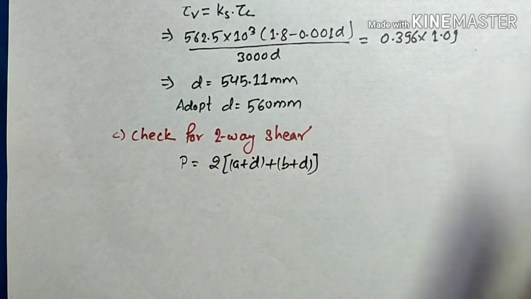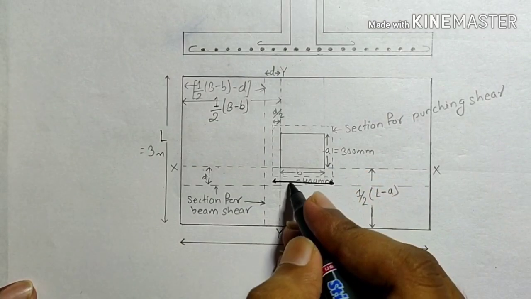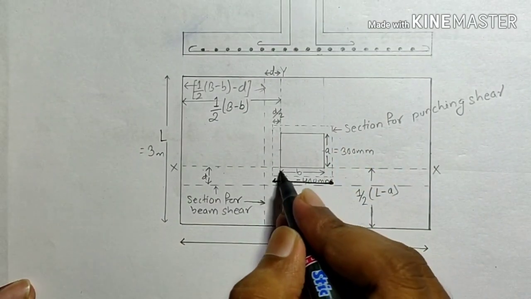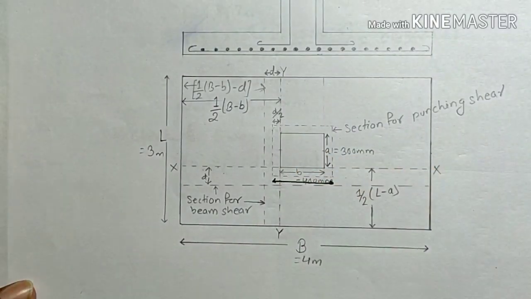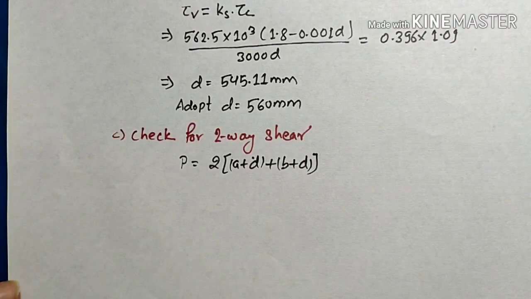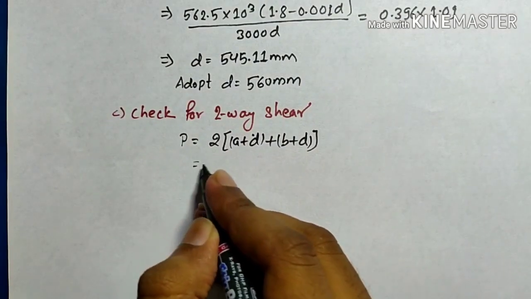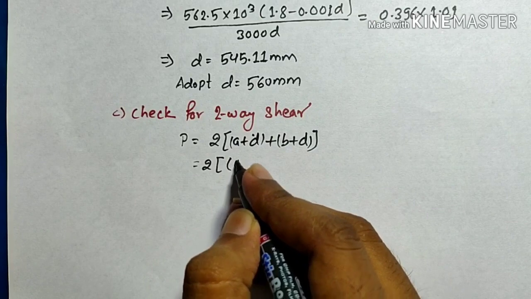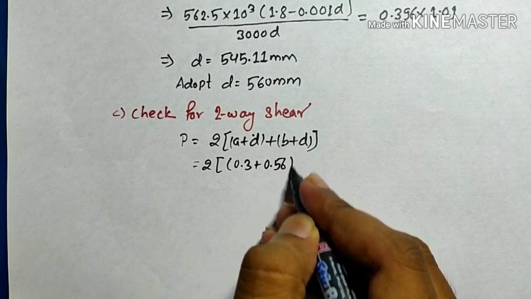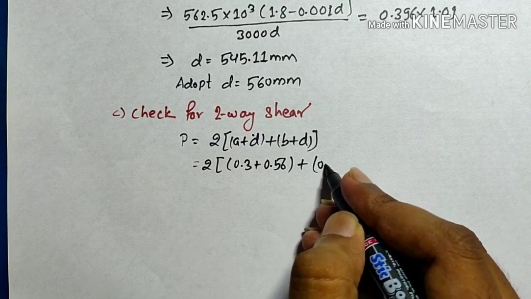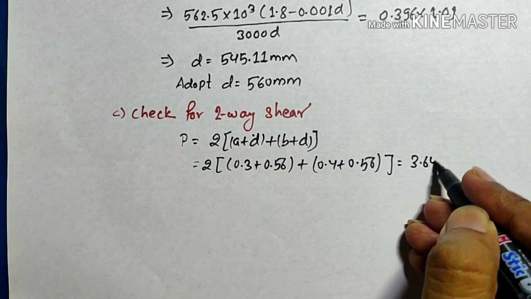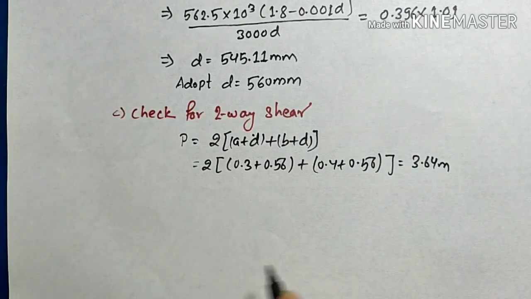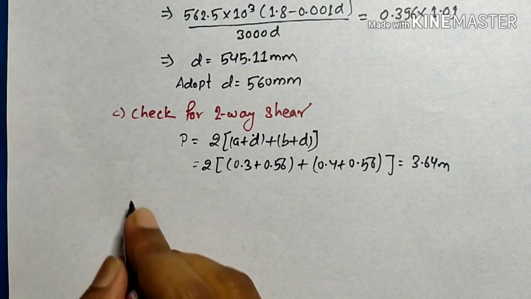It is because this is our perimeter, means we need to add all the lengths, and this is b plus d, so this is also b plus d, this is a plus d, so this is also a plus d. So total we will have 2a plus d and 2b plus d. Now put the value, which will be 2 times a equals to 0.3 plus 0.56 plus b equals to 0.4 plus 0.56, and this total will be equal to 3.64 meter. Now we need to find the punching stress, so let's write it out.